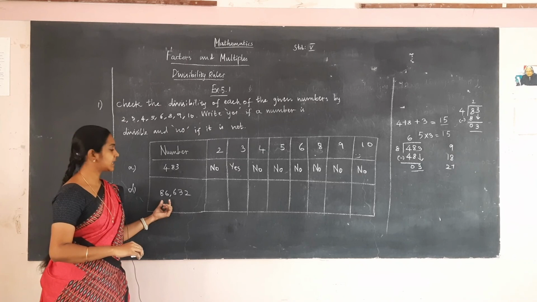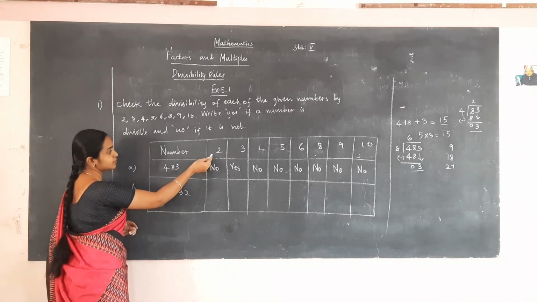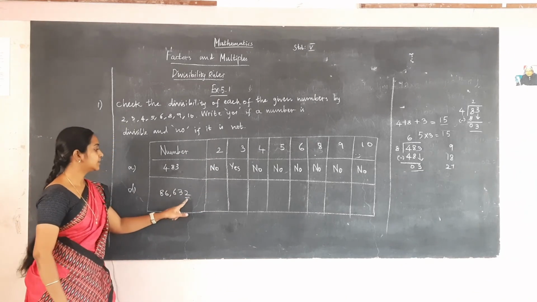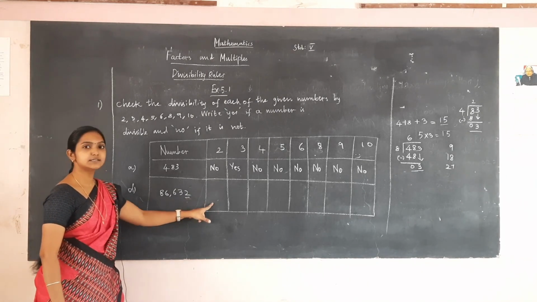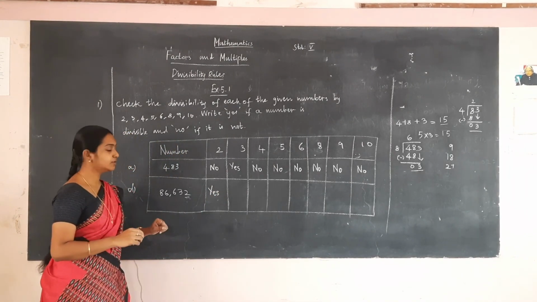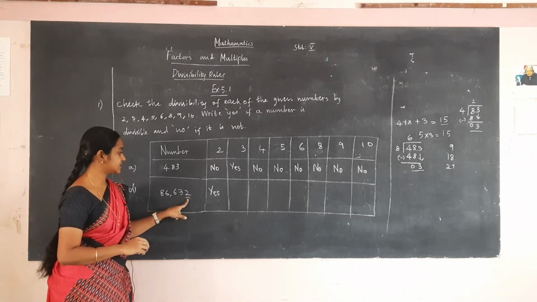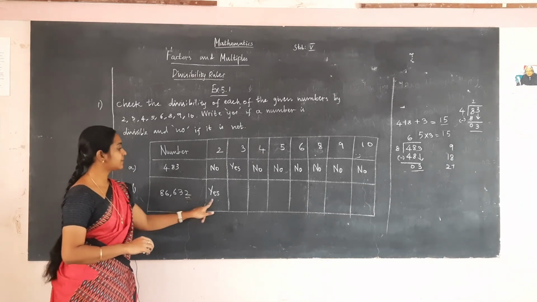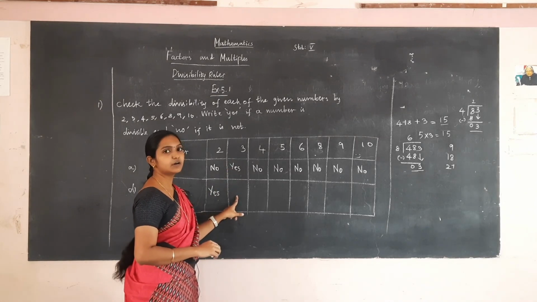Next the number is 86,632. For divisibility rule for number 2, we have to look at the number in the unit place. In the units place we have the number 2. Then the number is divisible by 2. According to the rule, we should have 2, 4, 6, 8 or 0 in the units place. Then the number will be divisible by 2. Here we have 2, so the number will be divisible. So write yes.